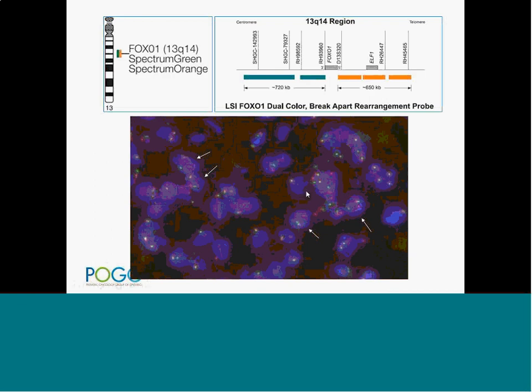An example, this is a classical rearrangement of the FOXO1 gene in a rhabdomyosarcoma with the 2;13 rearrangement, but obviously you can't tell that just by looking at the FISH.